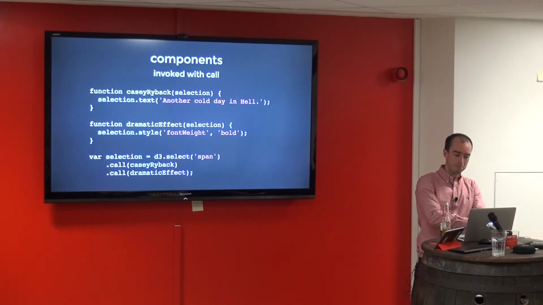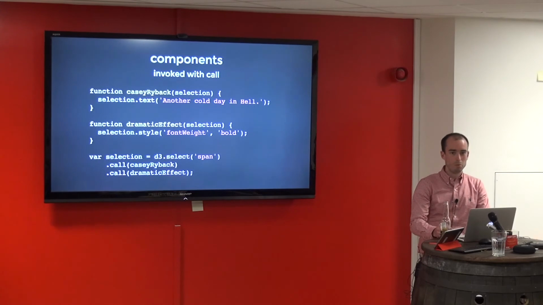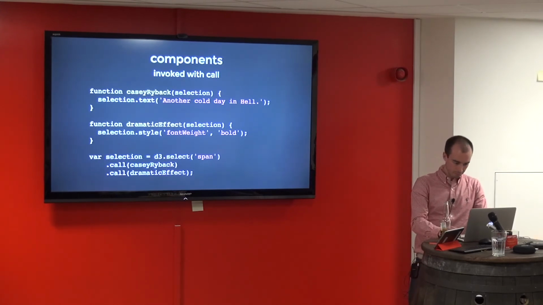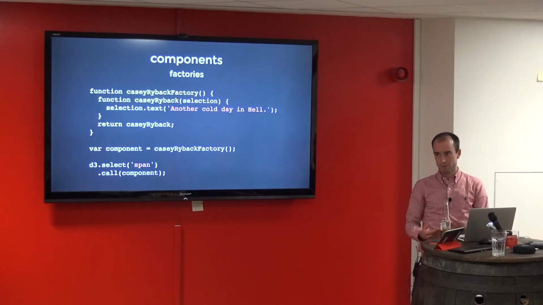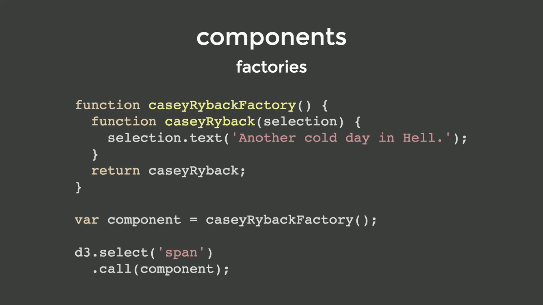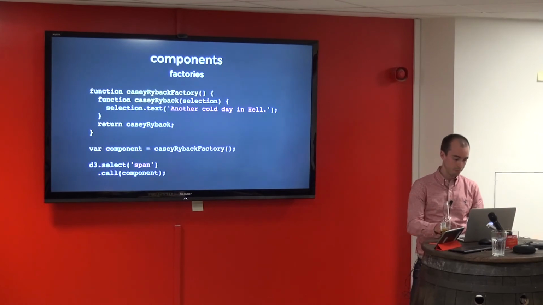But we can take it a stage further. So these are quite clearly one-shot components. They're not configurable, they're not really reusable. So if we want to make them reusable, first of all we need to create instances of them. So we create instances by wrapping it in a factory. So a factory is just a function which produces the instance.